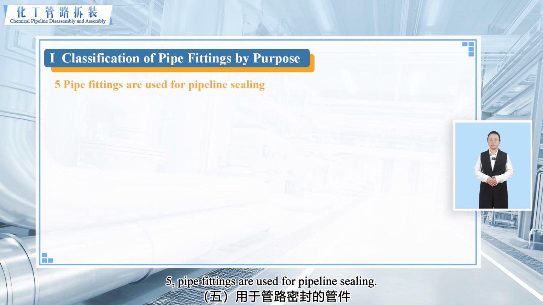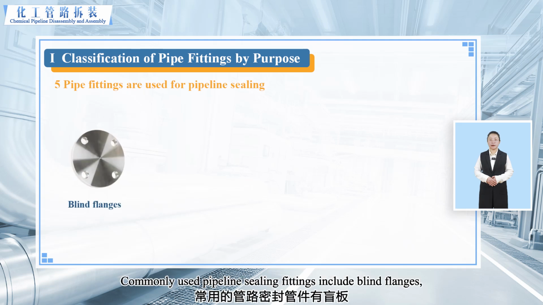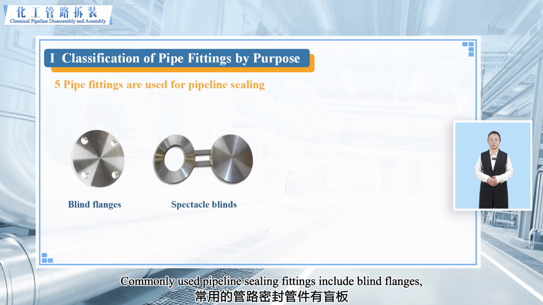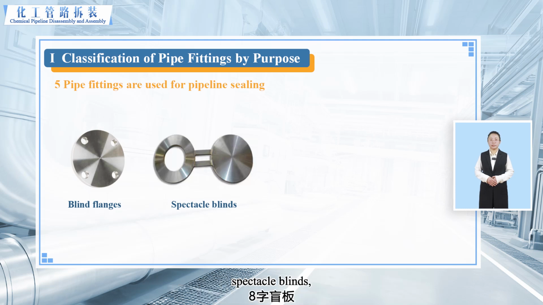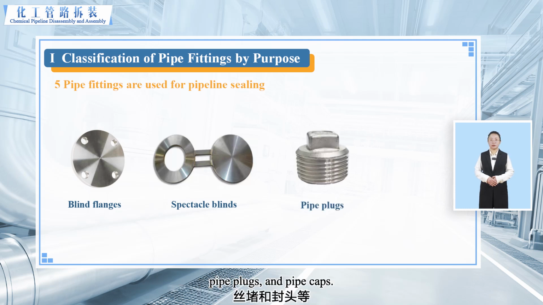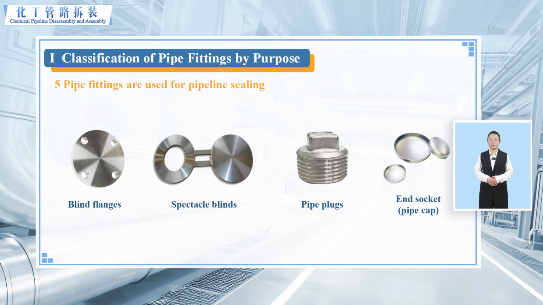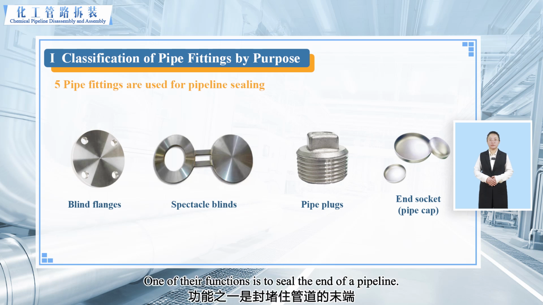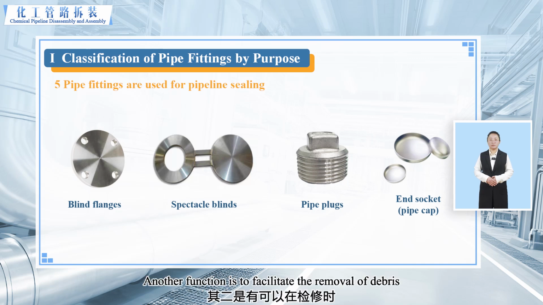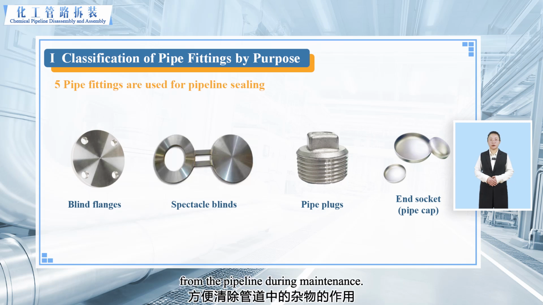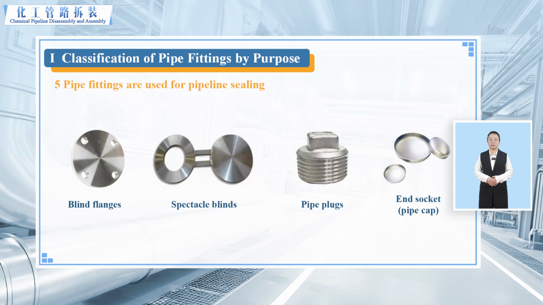Fifth, pipe fittings are used for pipeline sealing. Commonly used pipeline sealing fittings include blind flanges, spectacle blinds, pipe plugs, and pipe caps. Among them, blind flanges are also called blank flanges. One of their functions is to seal the end of a pipeline. Another function is to facilitate the removal of debris from the pipeline during maintenance.